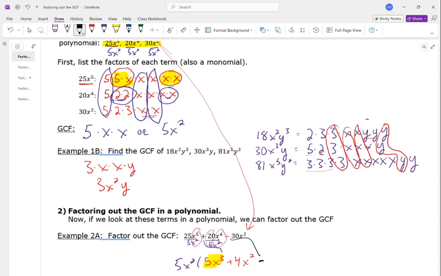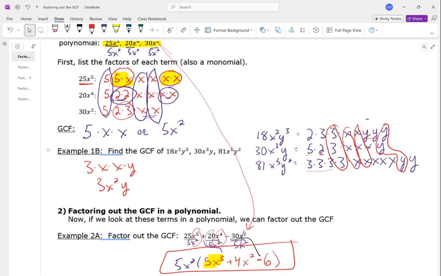Goodness, that's not the color I wanted. Keep that minus. And I see what I have left here is a 6, but I also see that if I divided this by 5x squared, the x squareds would cancel, and I would just be left with minus 6. So that is what it looks like when I factor out the common factor.